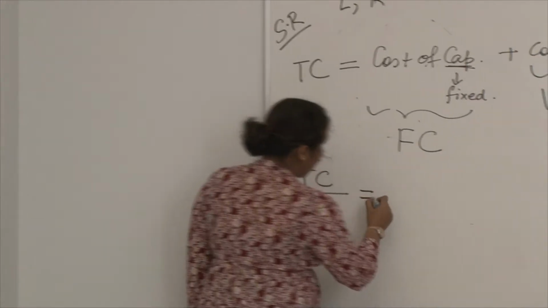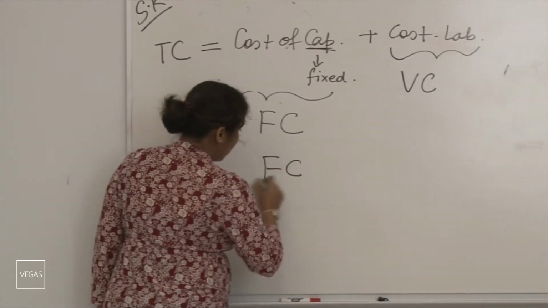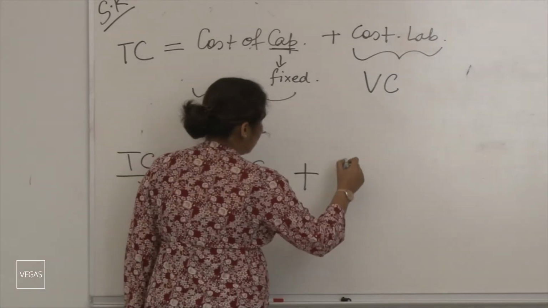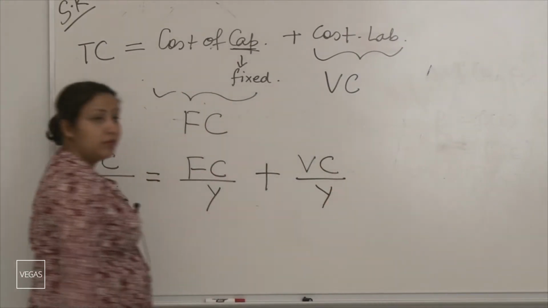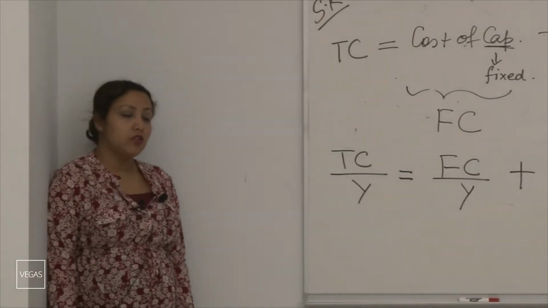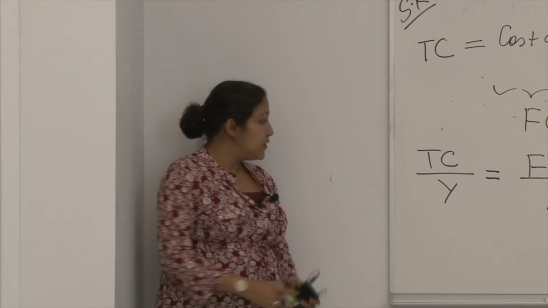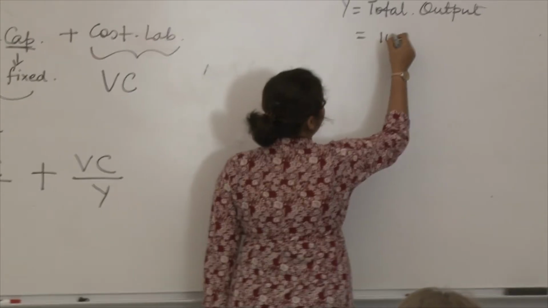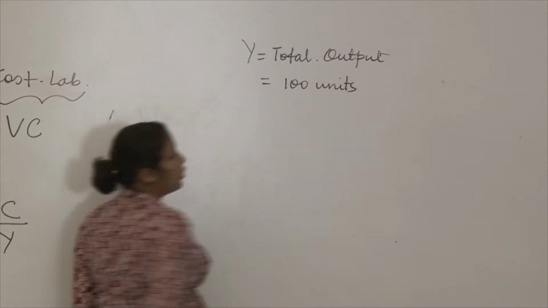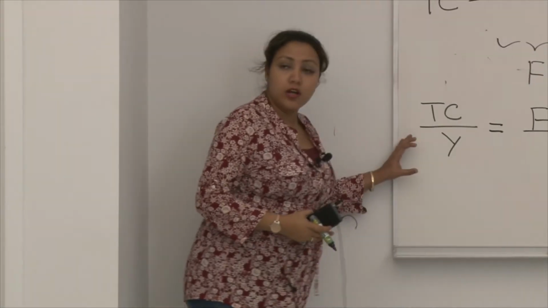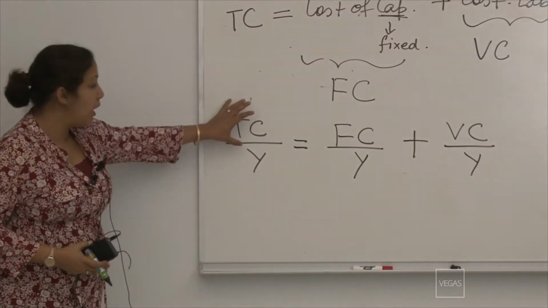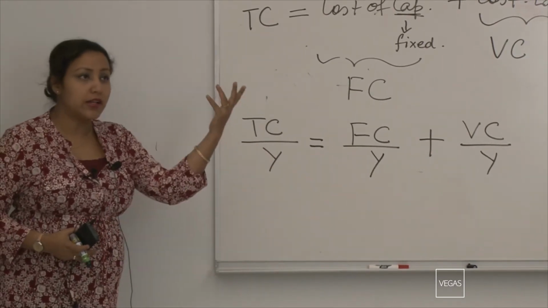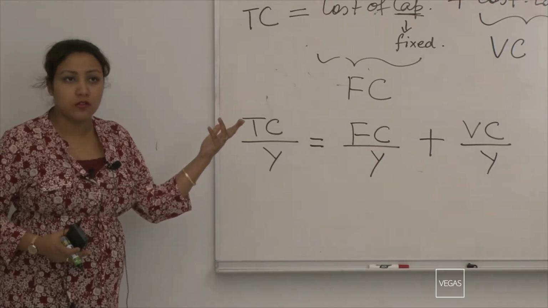So then I should also divide the right hand side by those terms. I should divide the capital cost, or the fixed cost, by Y, and I should divide the labor cost by Y. Right? So what am I doing? I am producing 100 shirts, 100 units, and my total cost of producing those 100 shirts is 1000. So I am dividing 1000 by 100. Basically I am finding the cost of one shirt. And what is that? That is the average cost. Do you agree?